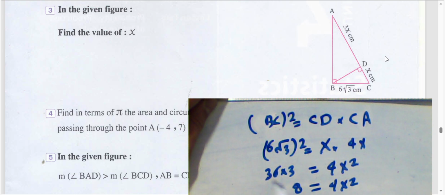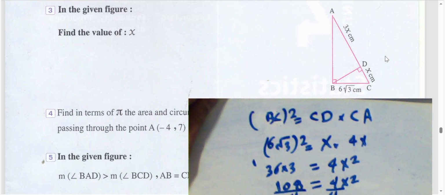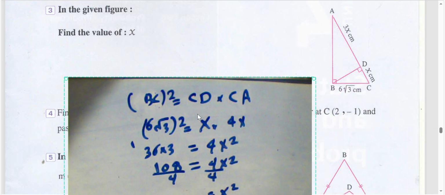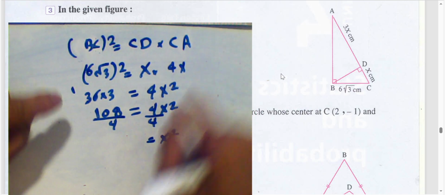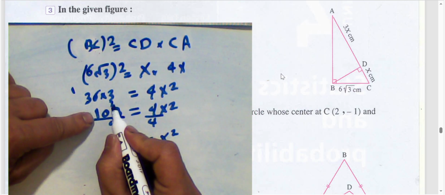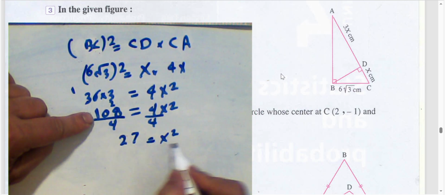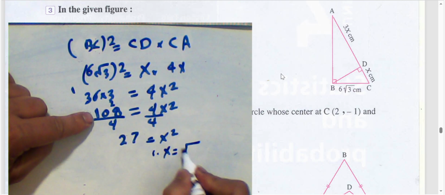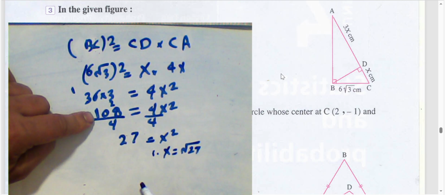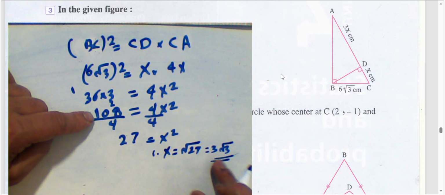3 times 6 equals 18, 8 and carry 1. 3 times 3 is 9, 9 plus 1 is 10. Then we can divide it by 4. X power 2 equals 10 divided by 4, equals 2. Okay, my students, 10 divided by 4 equals 2 with remainder 2. 28 divided by 4 equals 7. Then x will be square root of 27. The result will be 3 root 3. Then xd equals 3 root 3, is the length of x. It will be 3 root 3.